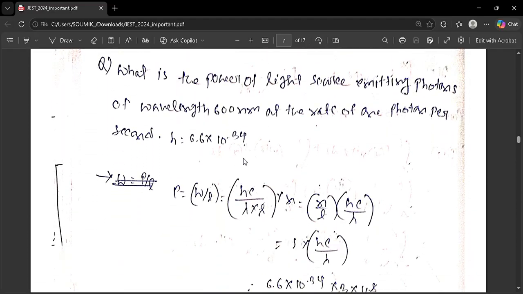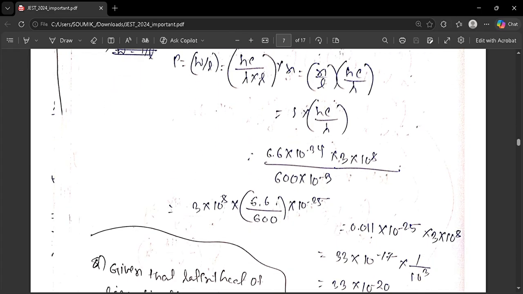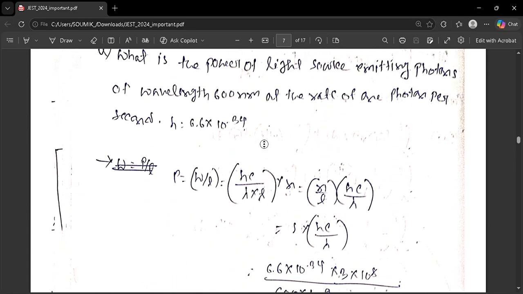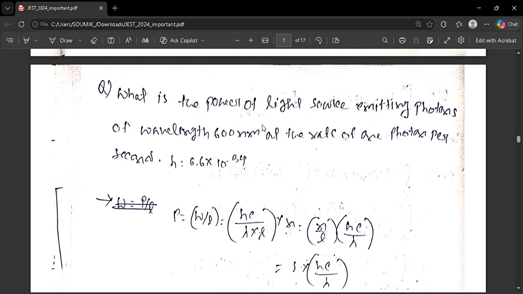And then the next question: what is the power of a light source emitting photons of wavelength 600 nanometer at a rate of 1 photon per second? Power is equal to W by T, where W is equal to hc by lambda for a photon of the light source, and at a rate of 1 photon per second, n by T is equal to 1, and I get hc by lambda. So from this equation I get the power P. This is an easy question, and you should solve such easy questions first in your exam.